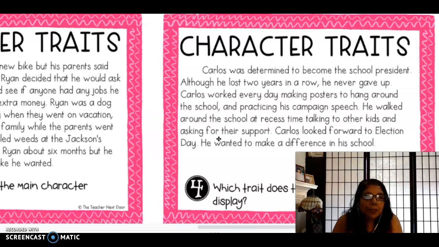Carlos was determined to become the school president. Although he lost 2 years in a row, he never gave up. Carlos worked every day, making posters to hang around the school and practicing his campaign speech. He walked around the school at recess time, talking to other kids and asking for their support. Carlos looked forward to election day. He wanted to make a difference in his school. What character traits do you think Carlos displayed? Think about it and tell it to your family members.